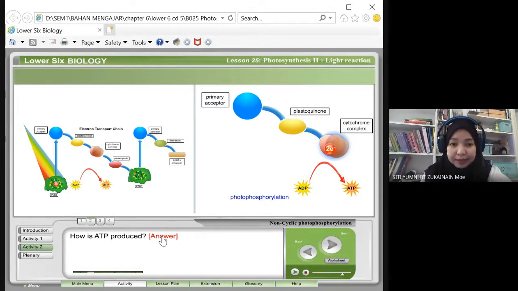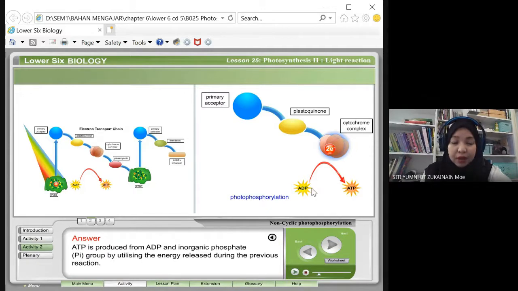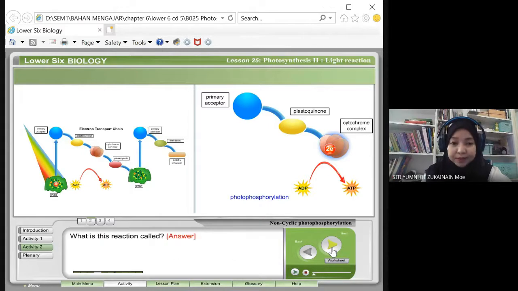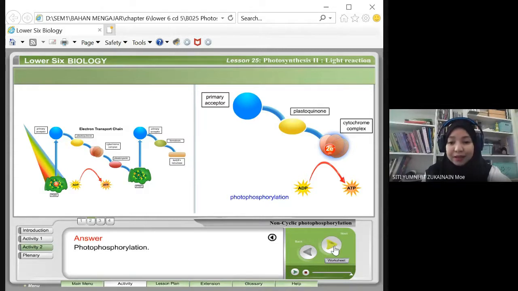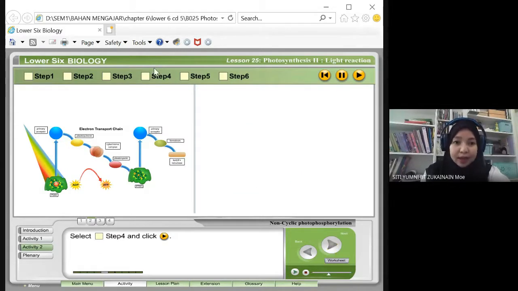So how is ATP produced? Here ATP is produced from ADP and inorganic phosphate, Pi group, by utilizing the energy released during the previous reaction. So what is this reaction called now? Photophosphorylation, as you know from respiration. Then let's move to the next step.